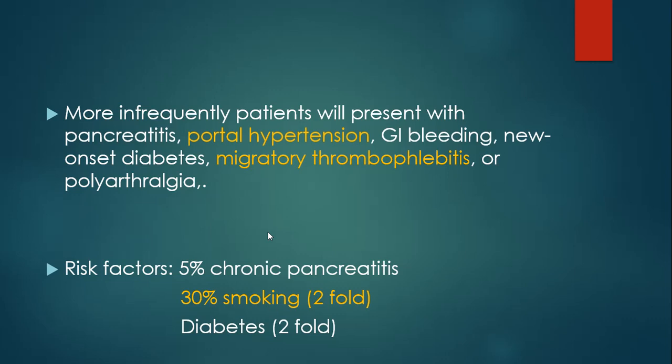If we talk about the risk factors, I think nowadays smoking is the biggest hazard, and the risk is twofold in smokers as compared to non-smokers. Diabetes again is one of the risk factors, and chronic pancreatitis is a low risk factor, but it is definitely a risk factor. But as compared to smoking and diabetes, it is much less. So smoking is the number one risk factor, I would say.